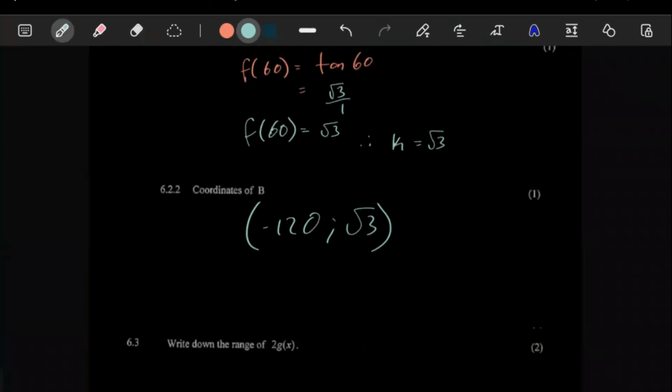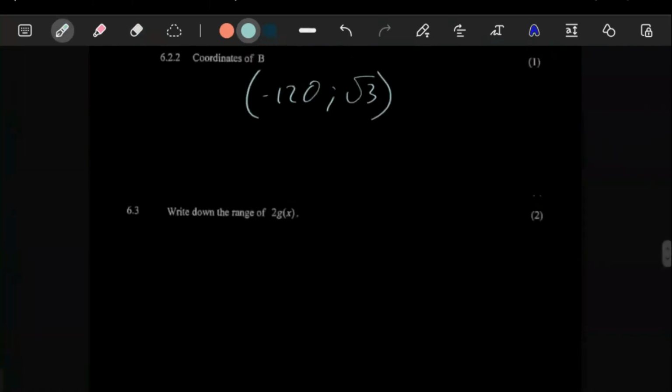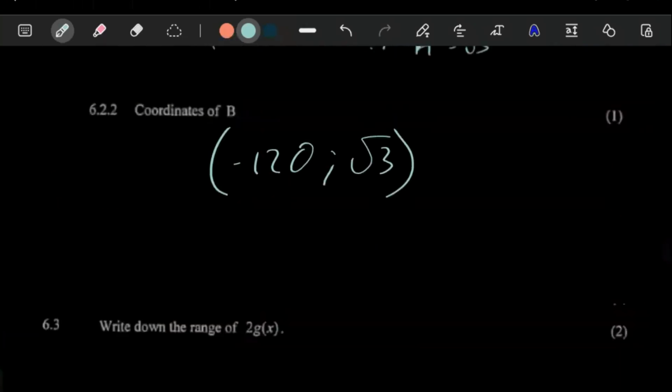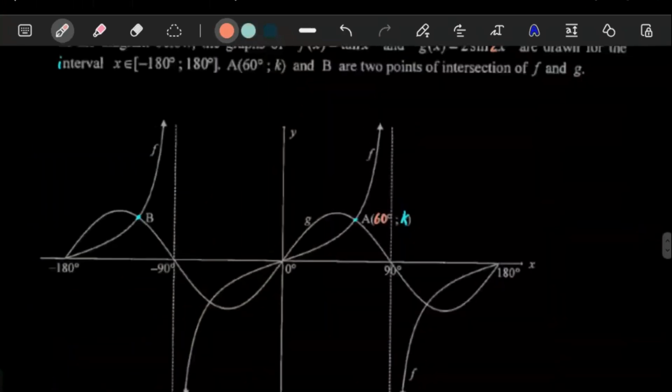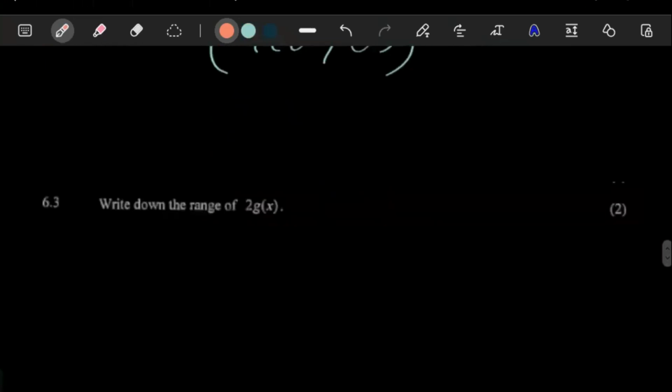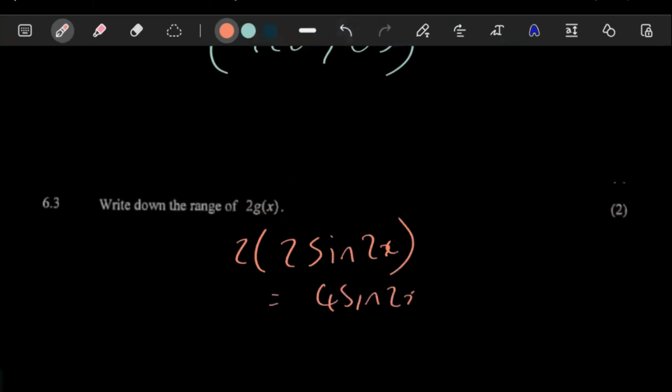Moving on. They want us to write down the range of this expression. So obviously the equation of g is what we need to think of first. What is the equation of g? The equation of g is just 2 sine 2x, you see? So here it's 2 times 2 sine 2x. This is going to be 4 sine 2x.